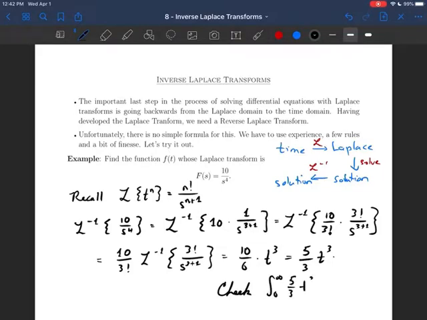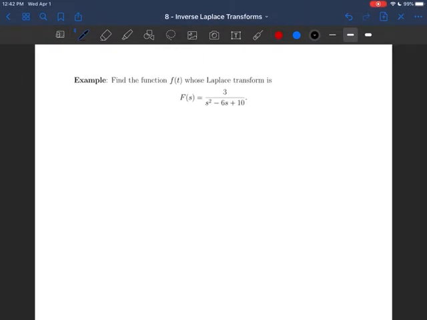Of course, you can always check this if you integrate 5/3 t cubed e to the minus st dt. That's a little bit wearisome because you're going to have to do integration by parts 3 times to make that work, but you can do it. But we want to get confidence with this method because we don't want to have to do that check every single time. All right, so let's continue trying more examples of this.